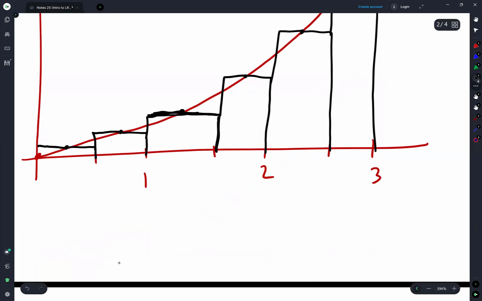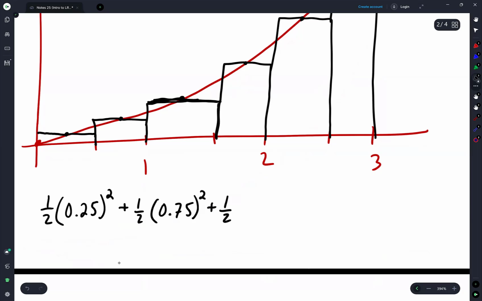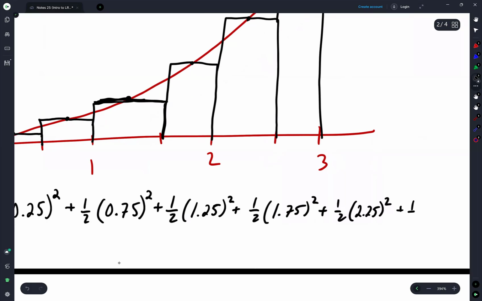So here we go. How do I calculate this area? So 1/2 times, we use what? 0.25, square that. Plus 1/2, and then we use 0.75, square that. Let's continue. 1/2, what's the next number? 1.25, square it. 1/2, what's the next number? Perfect, square it. 1/2 times 2.25, square it, and I think I need one more, right? Plus 1/2 times, and then square that.